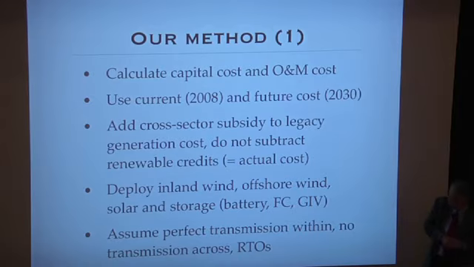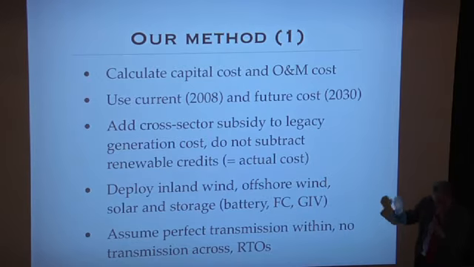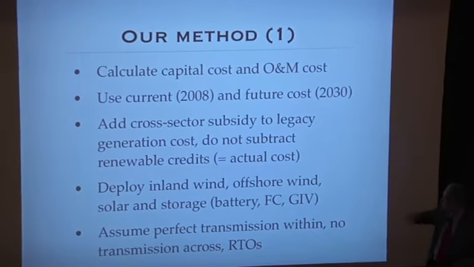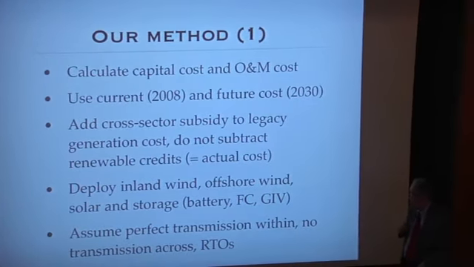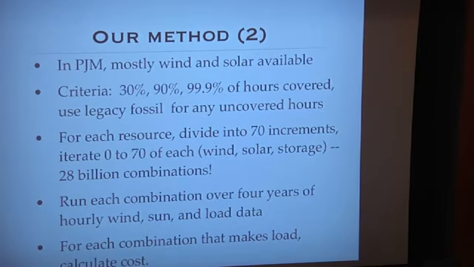Okay, so another part of the method is that we use these 3 variable generation sources and vary them. Well, that's in the next slide. We assume perfect transmission, so we're not accounting for a transmission cost. You could add maybe 20% to our costs if you want to be not so generous about that.